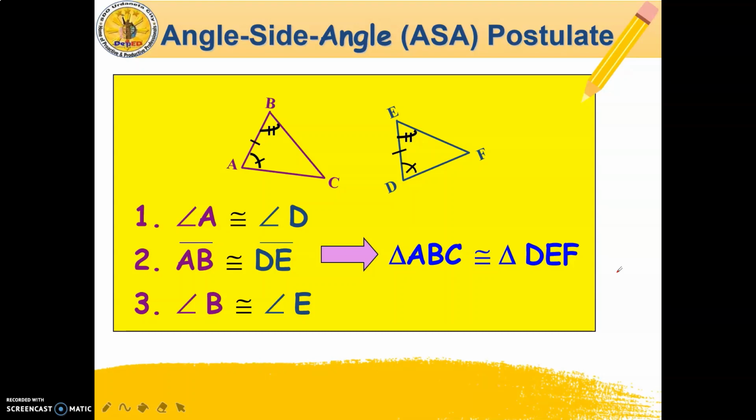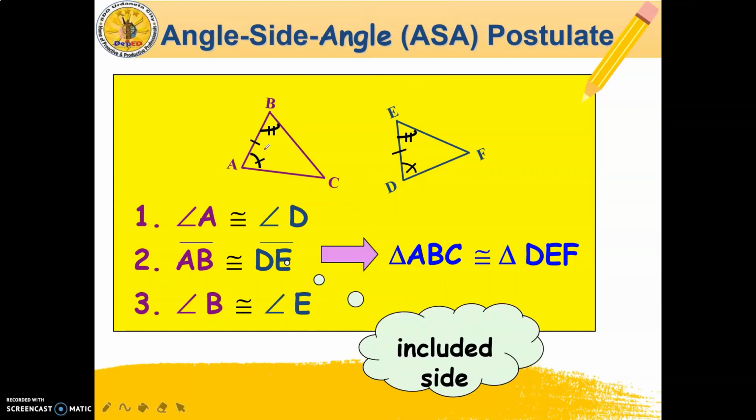Next, we also have the angle-side-angle postulate, or ASA postulate. This postulate states that if the two corresponding angles and the included side of the two triangles are congruent, the two triangles are said to be congruent. What do you mean by the included side? The included side is the side between two adjacent angles of a triangle.